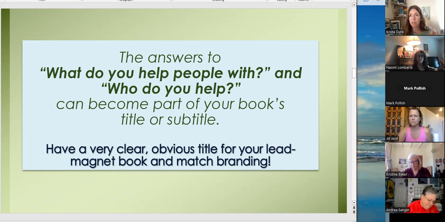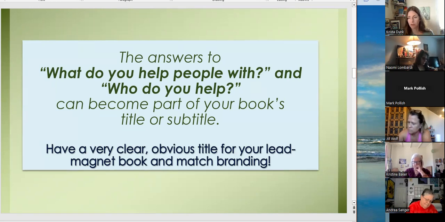Because people need to see themselves in the book title and the combination of the title and subtitle. They need to clearly know that it's for them. They need to be like, oh, he wrote this book for me. She's talking to me in this book. I can tell. And that's important with this kind of book, in my opinion. And so if you can answer, like, what do I help people with? And who, the what and the who, include some of those keywords in your title and subtitle.